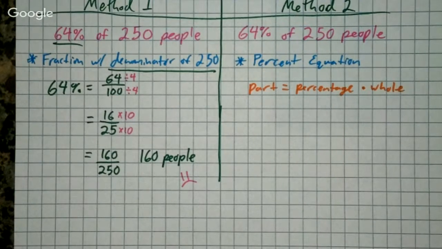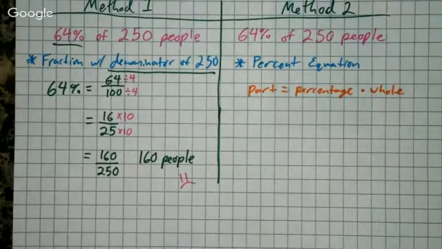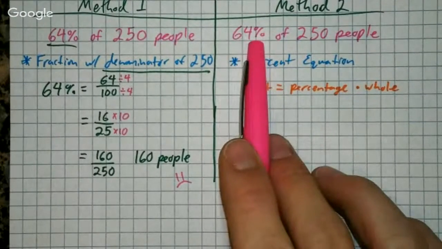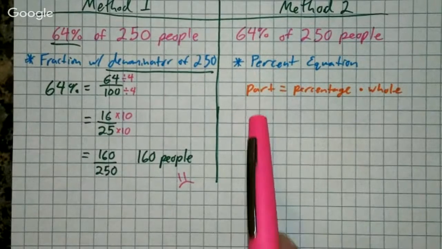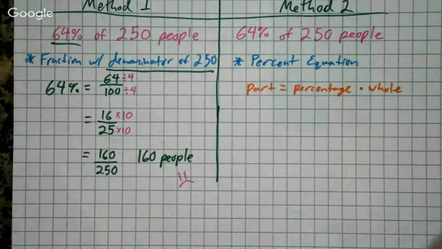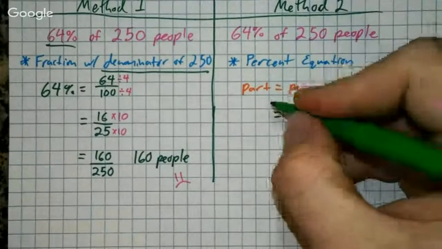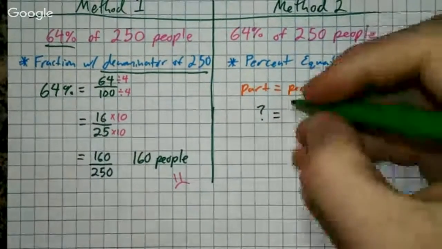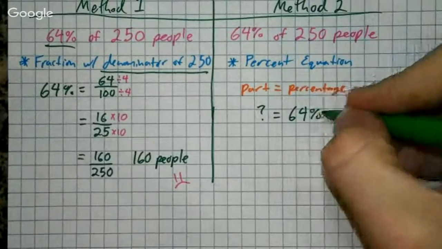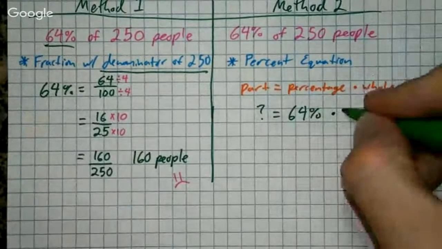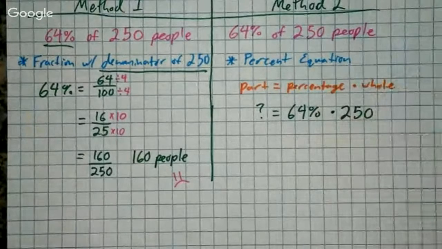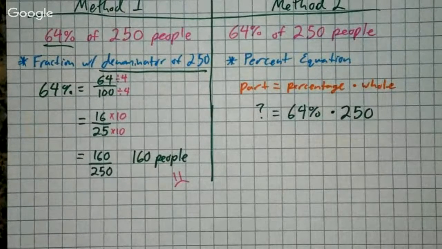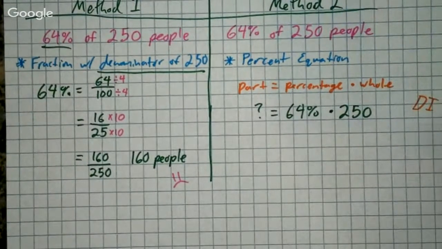What is the total amount of people? 250. What is the percentage? 64%. So what are we looking for? The part. So let's fill in the parts we know. We don't know this, but we do know the percentage, 64%, and we do know the whole amount of people, which is 250 people. Now the only problem here is we can't multiply a percent, but we can change the percent into a decimal using the delicious dip.